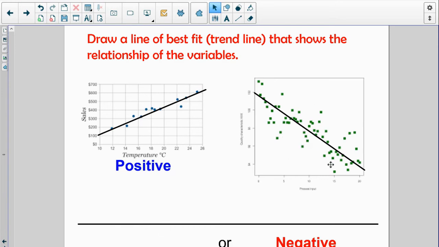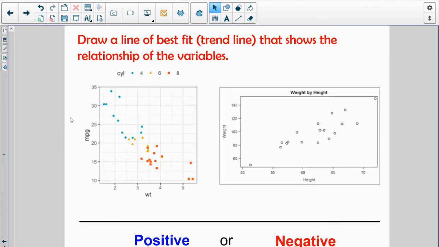Our second example here, this time we started up pretty high. We had higher values on the dependent variable. And as we moved to the right on the graph, as we finished up, we went much lower on our graph. So the dots went in a downward direction. So our line has a negative slope, therefore it has a negative trend. So positive trends increase, negative trends decrease.